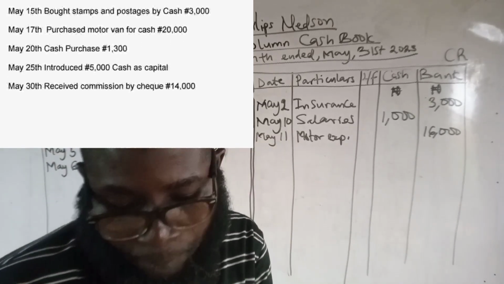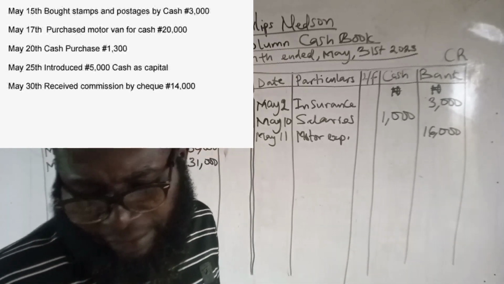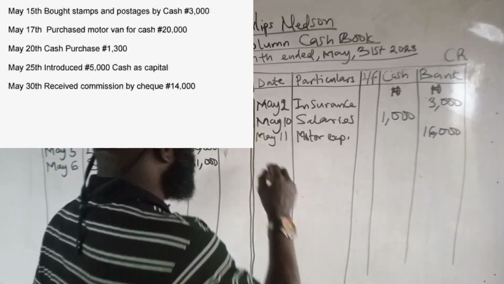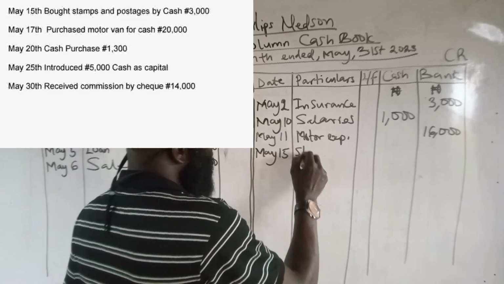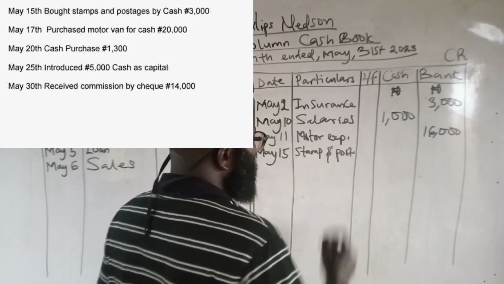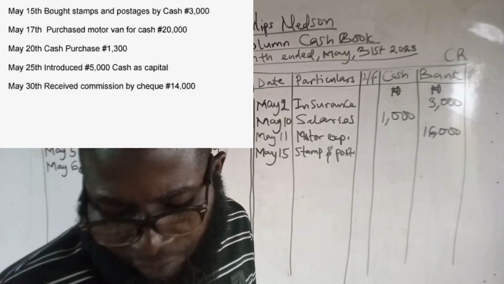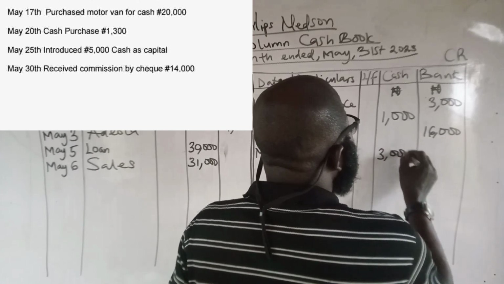Then, May 15, bought stamp and postages by cash, 3,000 naira. May 15, stamp and postages. It is said to be 3,000 naira by cash. We are going to put it here.